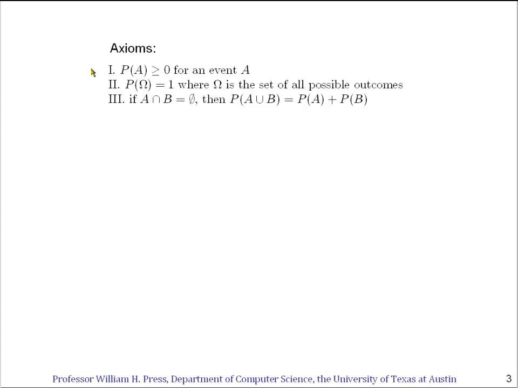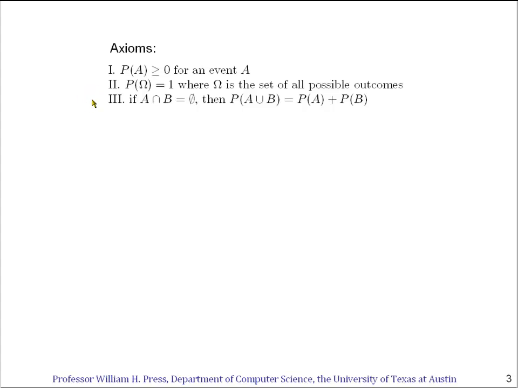That's reasonable. The second axiom says there's some set omega, which is the set of all possible outcomes. And that exhaustive set of all outcomes should have probability 1. Okay, again, that sounds intuitively reasonable in light of what we mean by probability. The third axiom is slightly more technical.